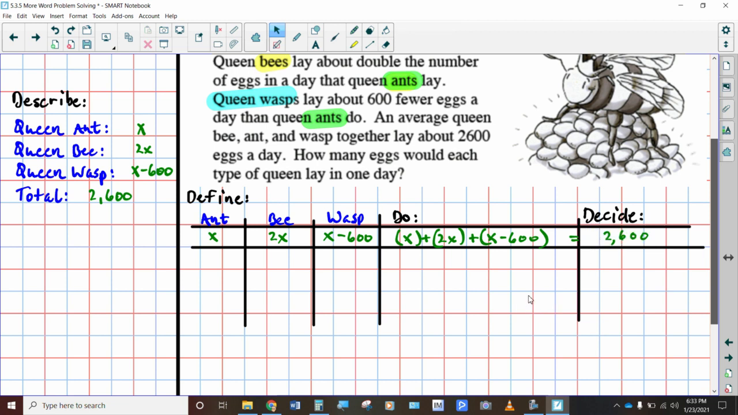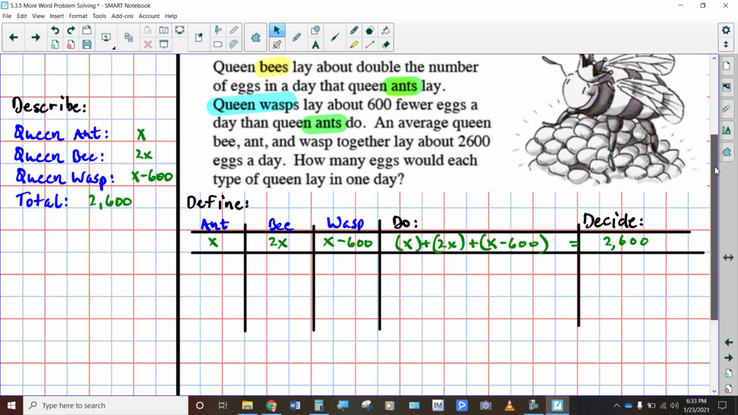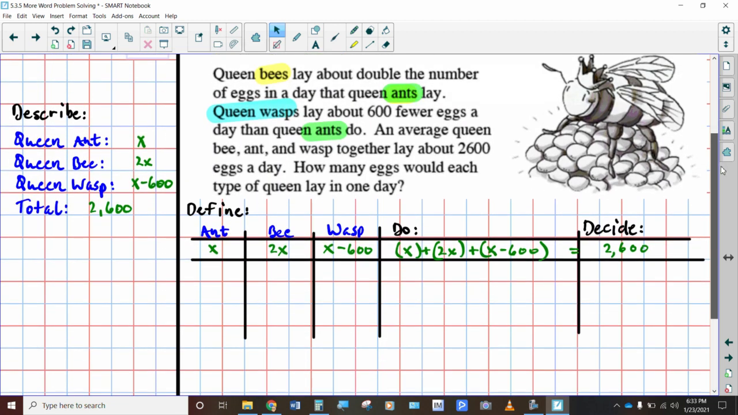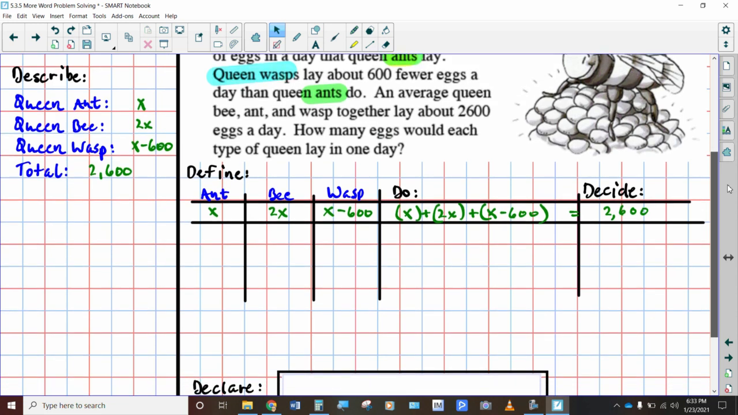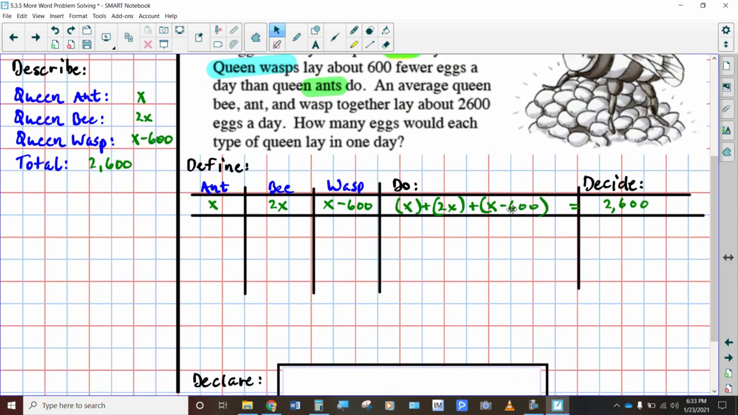Okay, so what I would like for you to do is go ahead and fill in your table. See if you can get to the answer and then declare your answer. Then I will do the reveal and see if you got the same answer as me. Now, if you want to solve it algebraically, feel free to do that. I don't care how you get the answer. Just do whatever you need to do to make sure you get the correct answer.